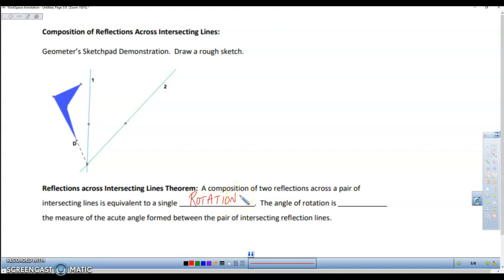The angle of rotation is twice the measure of the acute angle formed between a pair of intersecting reflection lines. Same idea, just a rotation instead of a translation.